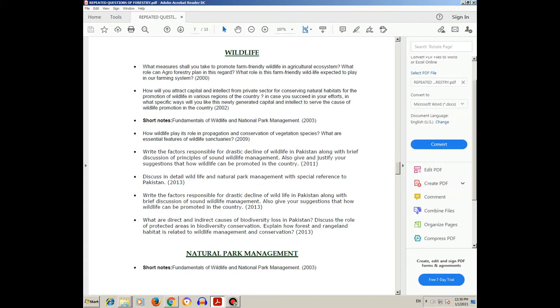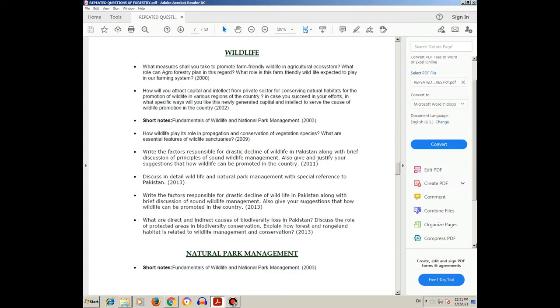2013 Write the factors responsible for drastic decline of wildlife in Pakistan along with a brief discussion of sound wildlife management. Also give your suggestions on how wildlife can be promoted in the country. 2013 What are direct and indirect causes of biodiversity loss in Pakistan? Discuss the role of protected areas in biodiversity conservation. Explain how forest and rangeland habitat is related to wildlife management and conservation.